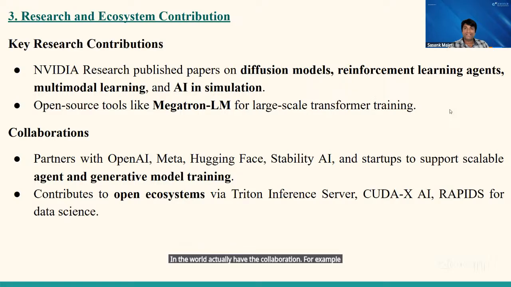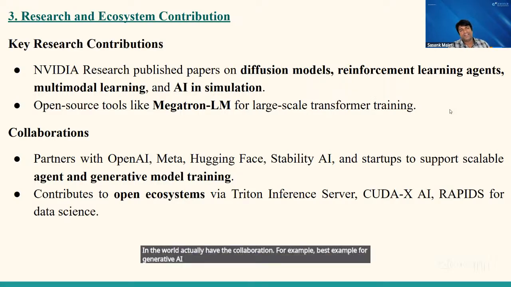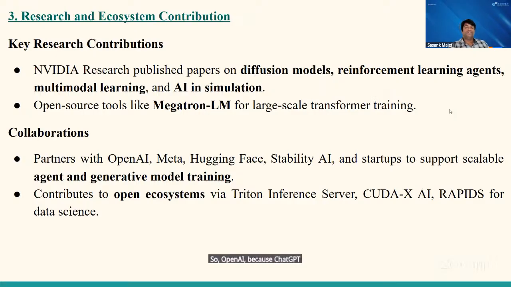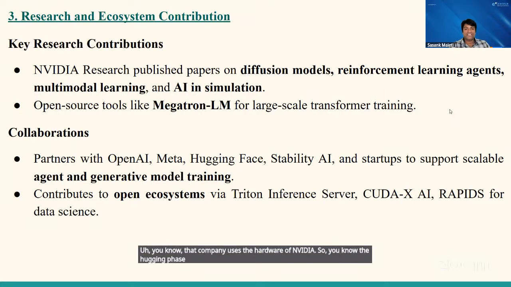For example, the best example for generative AI. Let us not talk about the other collaborations. Let us not go that far. But talking about the generative AI part, one of the companies which comes to my mind is OpenAI. ChatGPT is one tool which we use in our daily life, right? That is a product of OpenAI, and that company uses the hardware of Nvidia. Hugging Face, Stability AI, all these generative models are basically used.